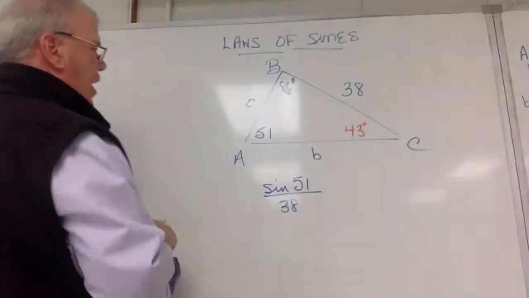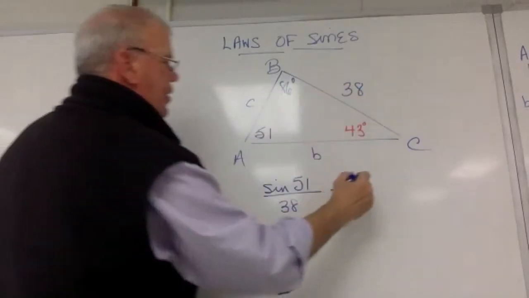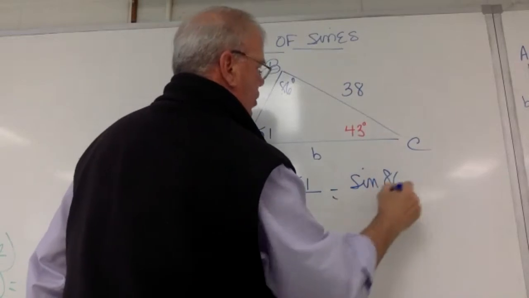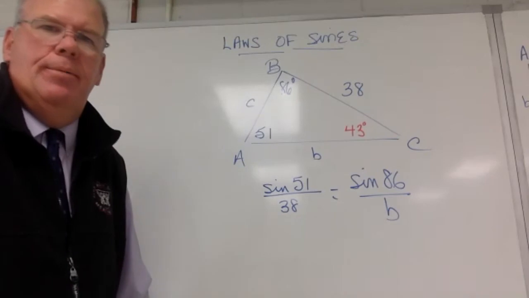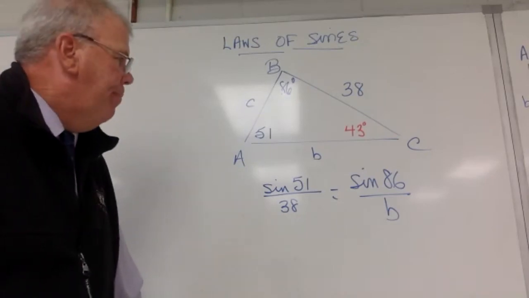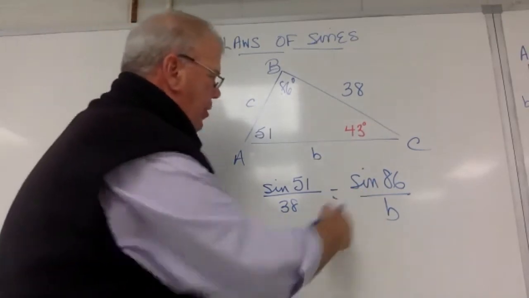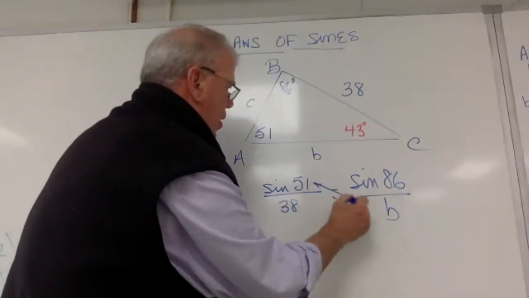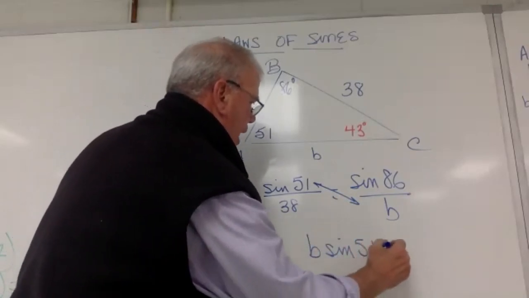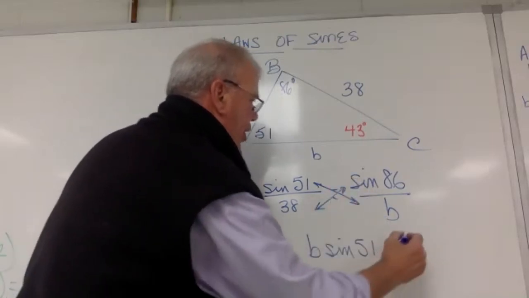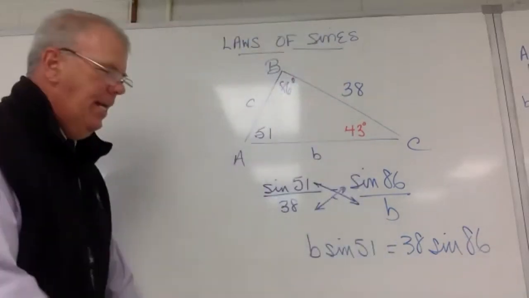So I know the sine of 51 over 38 has to be equal to the sine of 86 over B. Does that make sense to you guys? Yes, sir. All righty, what do you do here? An equation between two ratios. All right? B times the sine of 51 has to be equal to what? 38 times the sine of 86. How do you get B by itself?